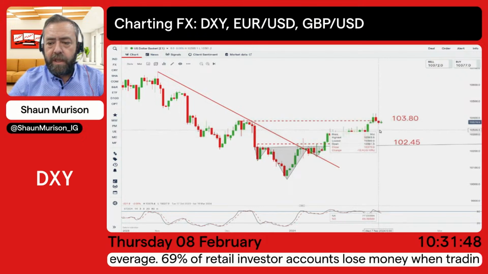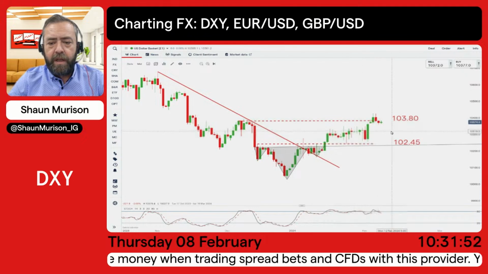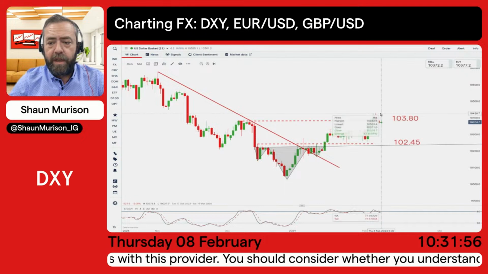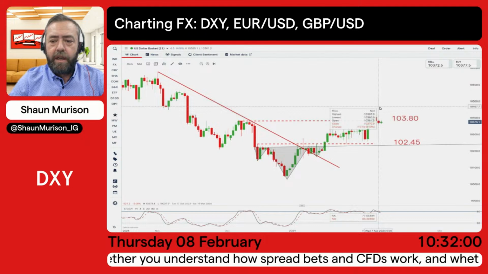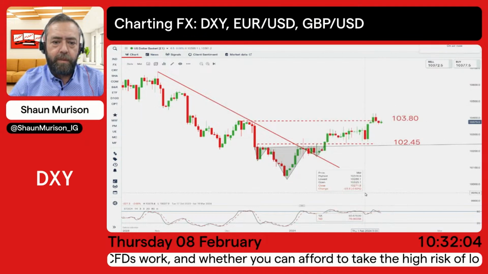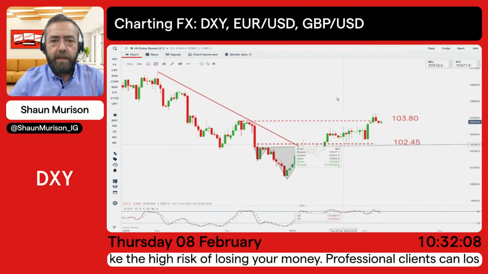Hoping to see a pullback maybe towards that 103.25 odd mark, which is where my mouse pointer is there. And then looking to find a long entry and targeting a move back up towards 104.26, being that initial high. If we get through there, maybe even 104.60. So a short-term pullback, but that trend bias, for me at least, is to the upside at this point in time.